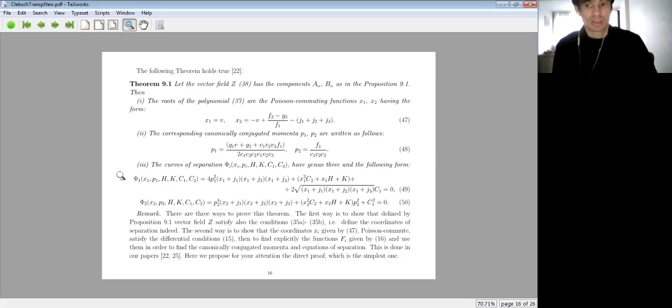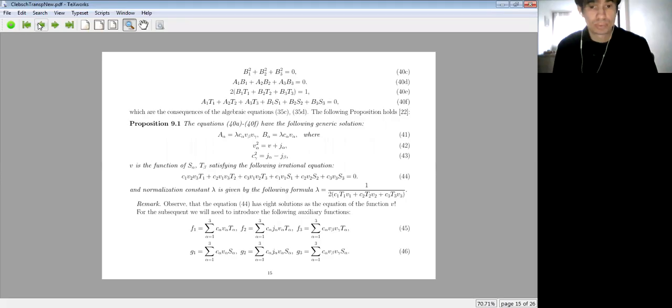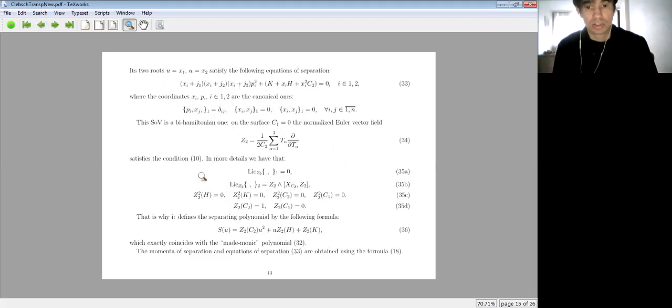Now a couple of words about the proof of this theorem. The first way to prove this theorem is simply to prove that not only conditions 35C, 35D are satisfied, but also conditions 35A, 35B are satisfied.